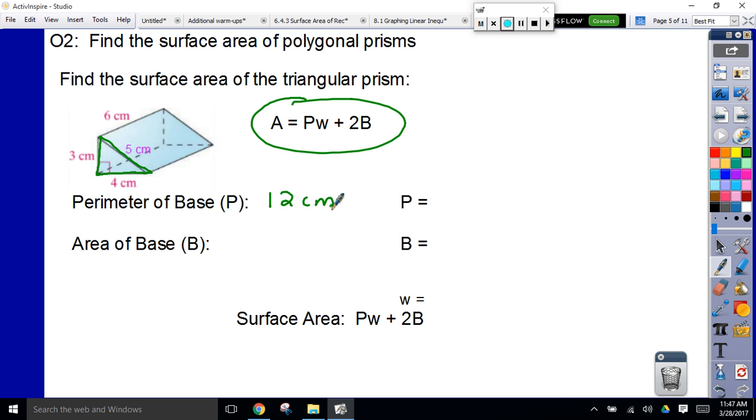What is the area of the base? Angelina, try that.